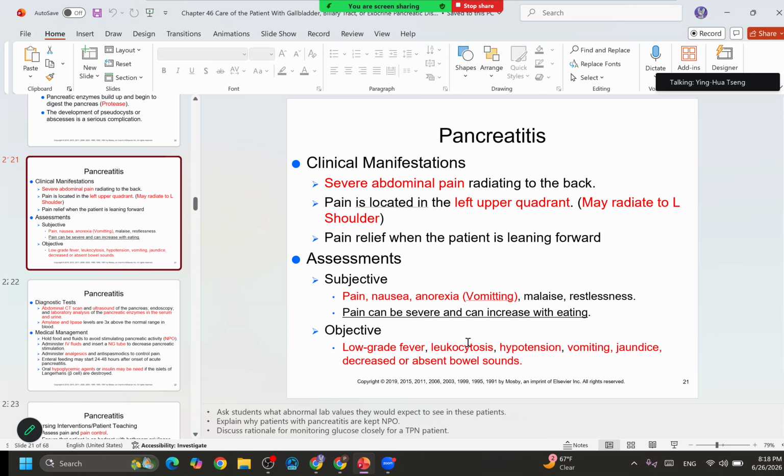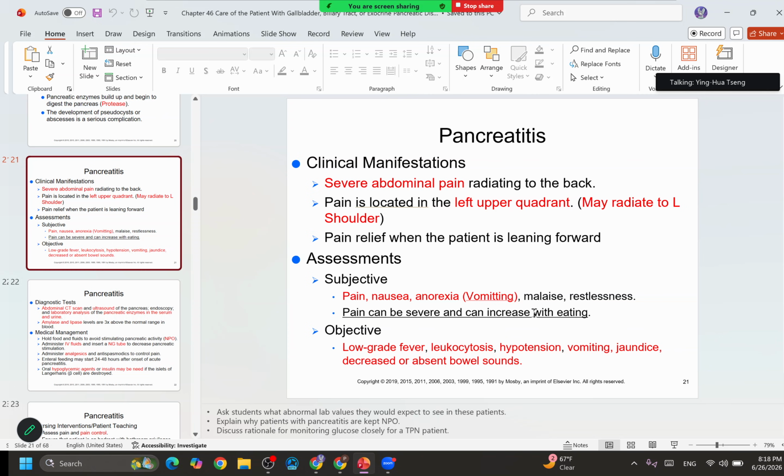But the problem is that there's no virus, no bacteria there. It's an enzyme, so they don't know what to do. So the white blood cell count will go high without a reason. And because this is kind of like eating your own pancreas, it's severely painful. First is pain. Pain will not only trigger high blood pressure, it could also be low. Just to let you know this very important information.